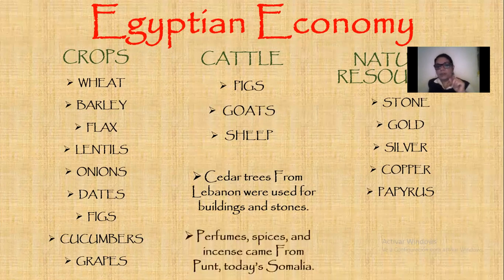They also traded perfumes, spices, and incense that came from Punt, today's Somalia. These are the products that are made from papyrus. Remember that I told you that not only paper was made with this material? This was one of the most valuable materials at that moment. See why? Imagine boats. They let the papyrus dry, and then they were able to build these structures. You see?